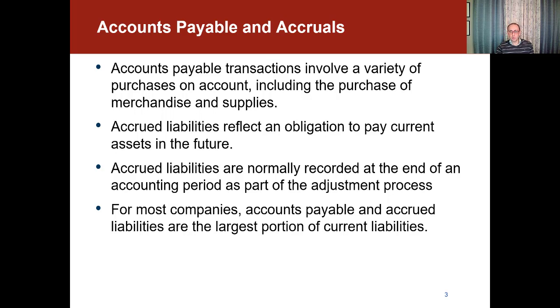Accrued liabilities are normally recorded at the end of an accounting period as part of the adjusting process. As you remember from chapter 3, this is where we have the adjusting entries. Accrued liabilities was one of the important factors that lead to adjusting entries that we do at the end of the period. For most companies, accounts payable and accrued liabilities are the largest portion of current liabilities. And you'll see the biggest part of current liabilities would be accounts payable.